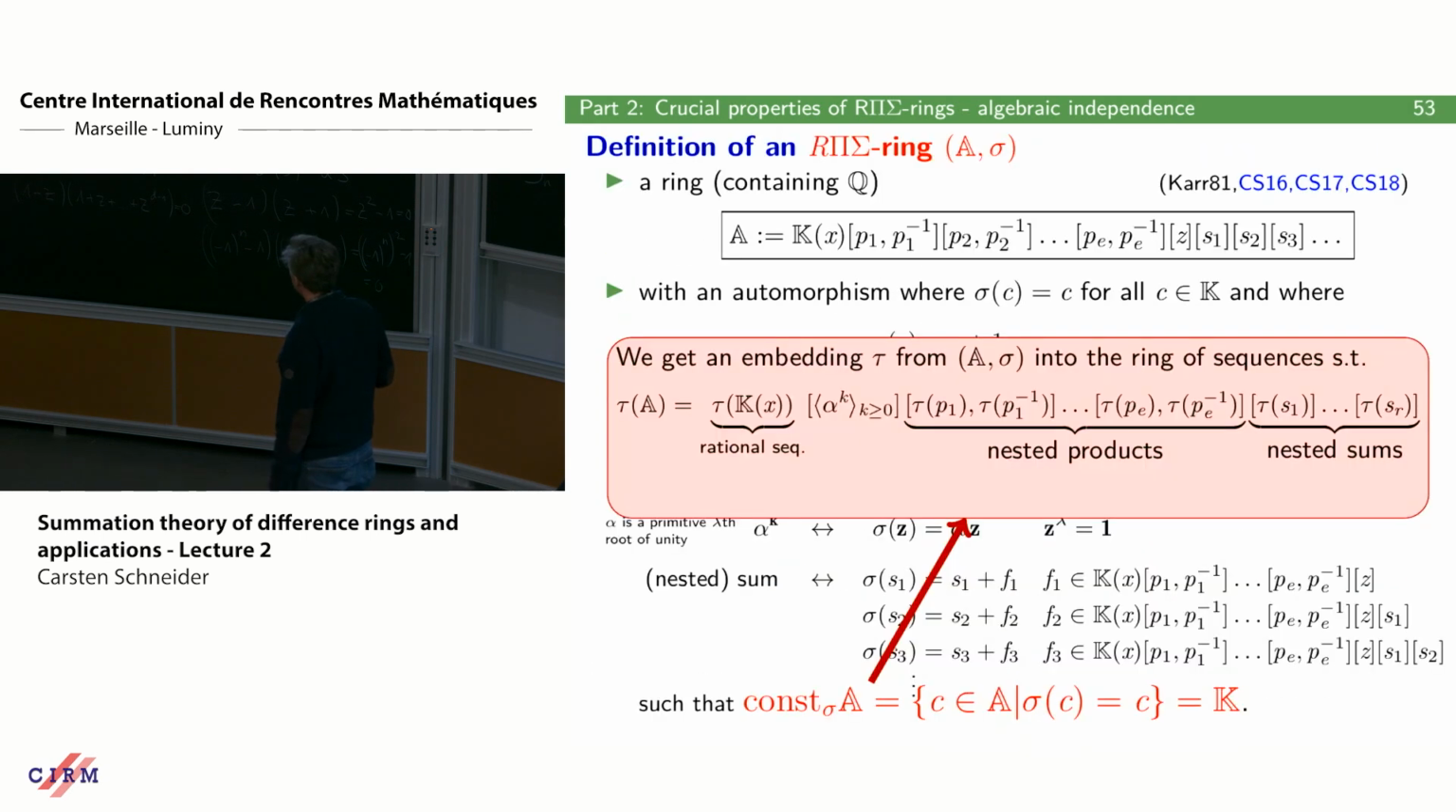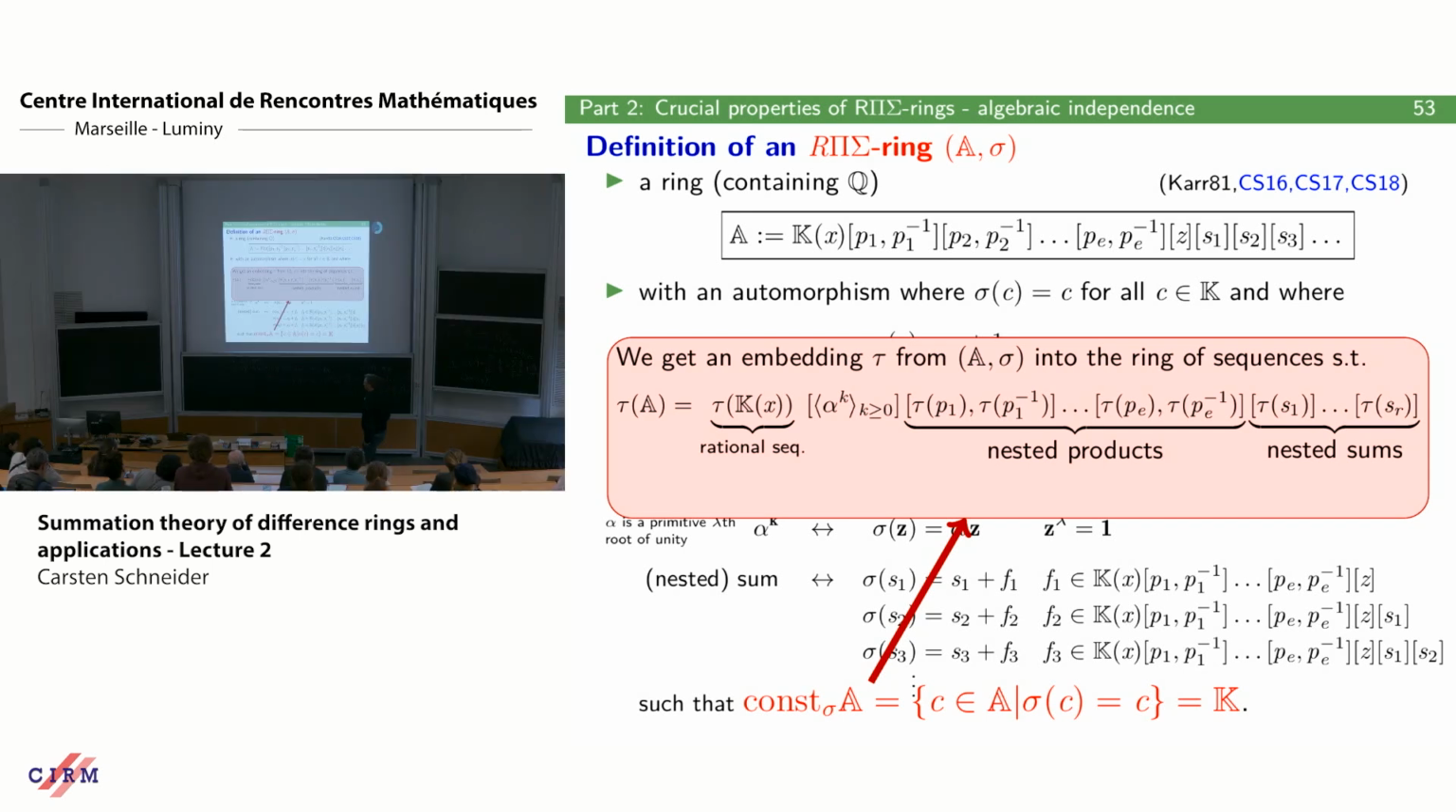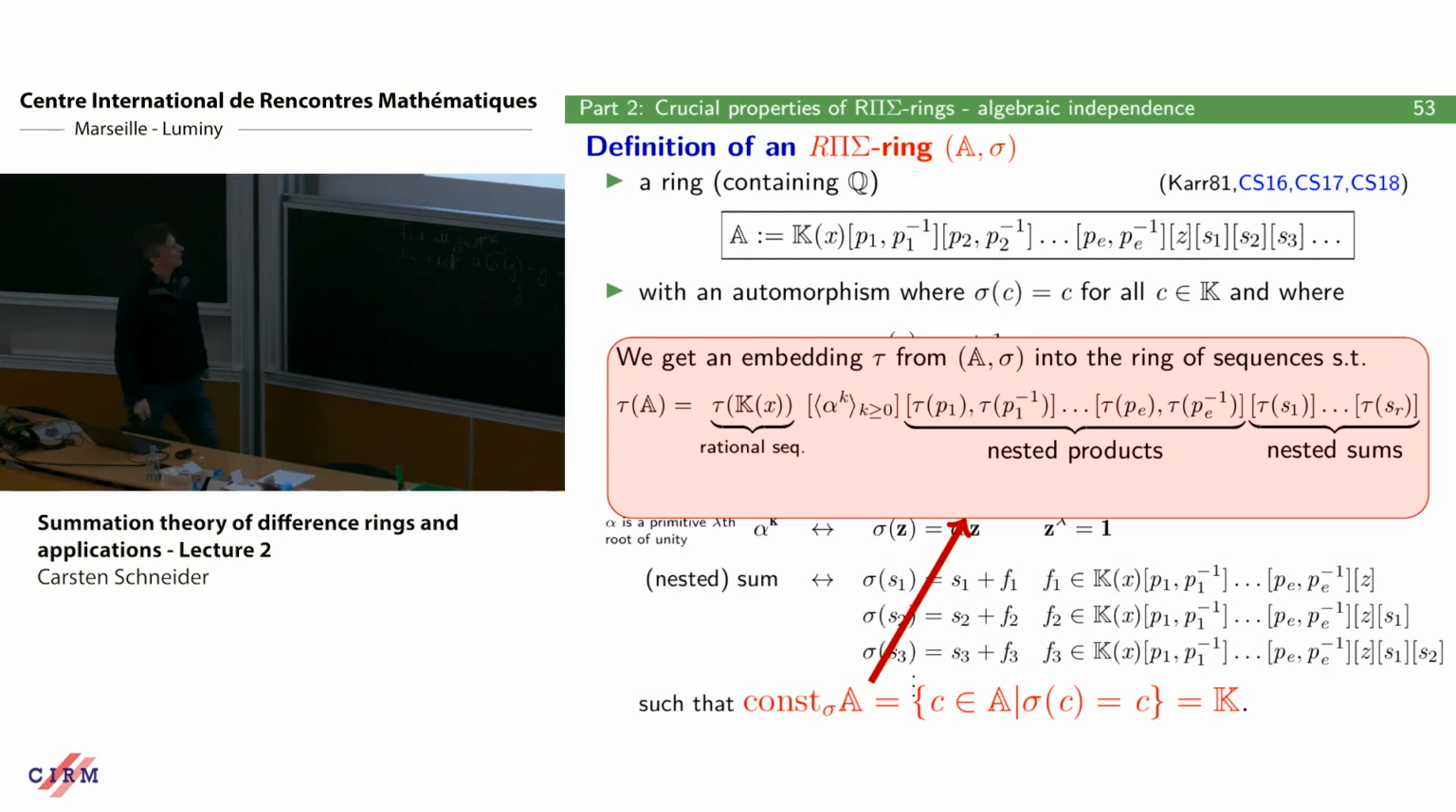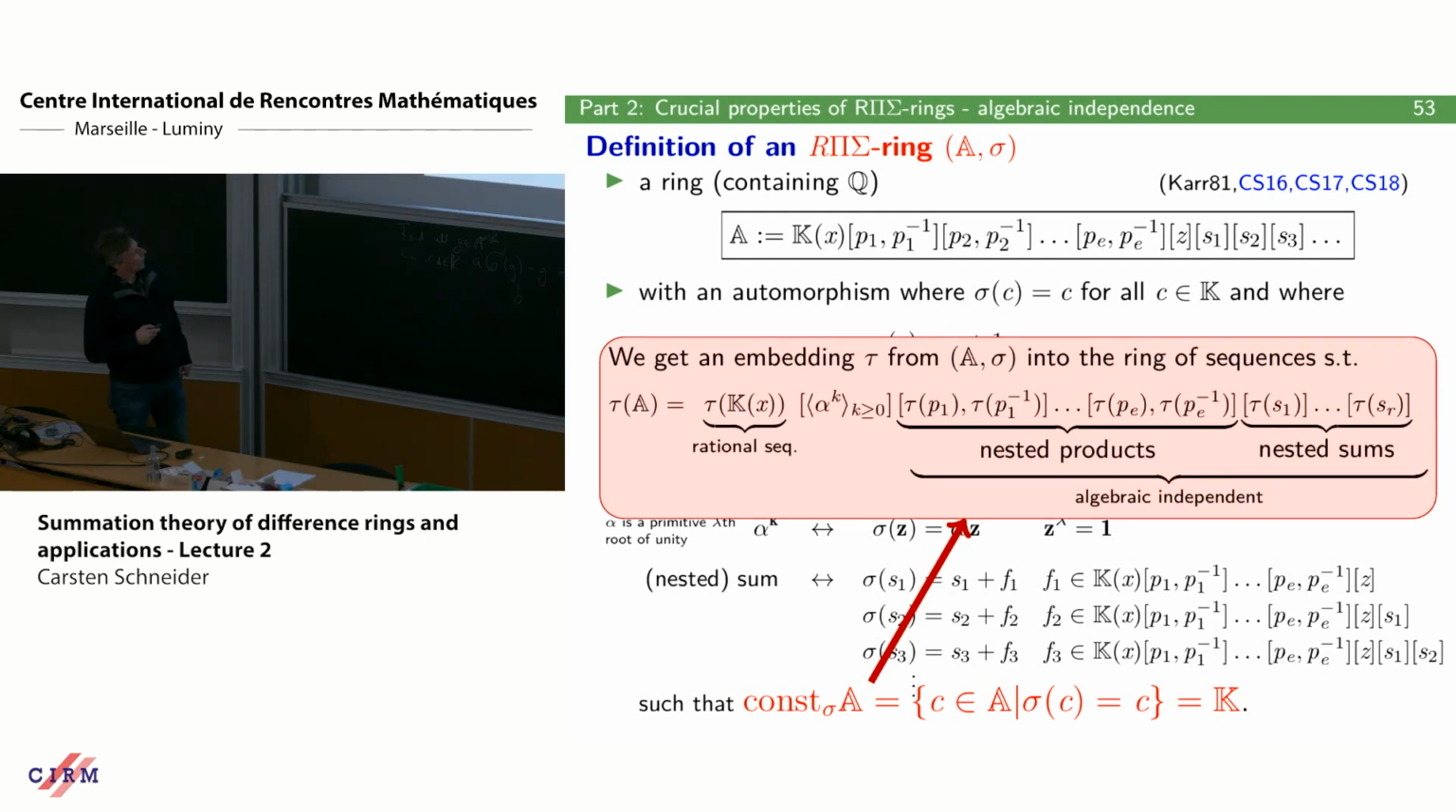Okay, that's this case. As a consequence, if you start with the rational sequences, you have here this root of unity business, and then you get here nested products and nested sums. These are exactly by definition my evaluation function. Then it follows that all these guys are algebraically independent among each other. The polynomial ring, where we don't have relations, induces that also the sequences have no relations among each other, because it's an injective map.